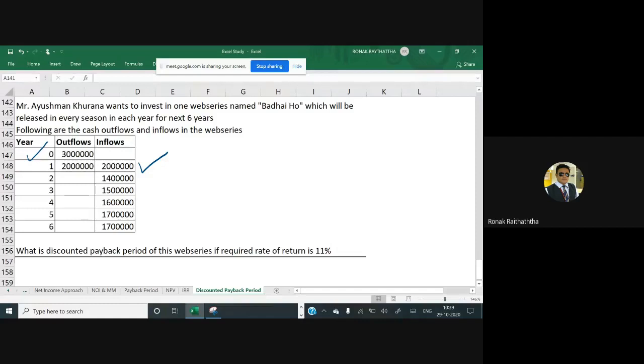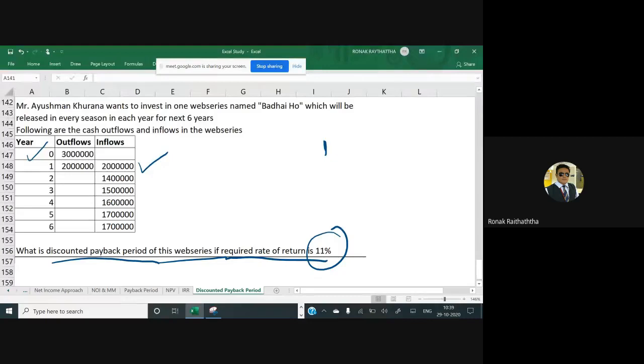All the other years, 1, 2, 3, 4, 5, 6, will have a present value, but year 0 will not have a discounted present value. It would be as it is. So the discounting factor for year number 0 shall also be 1, because anything you multiply with 1, the answer would be that only. What is the discounted payback period of this web series project if the required rate of return is 11%? I hope you have understood this question well.